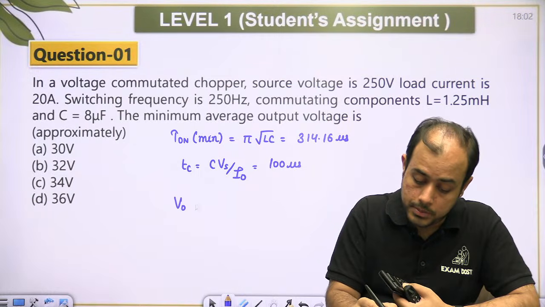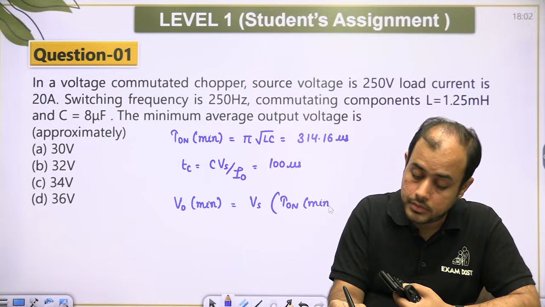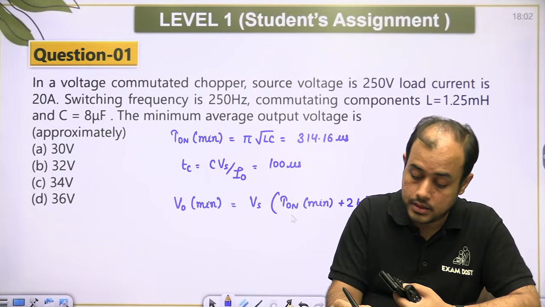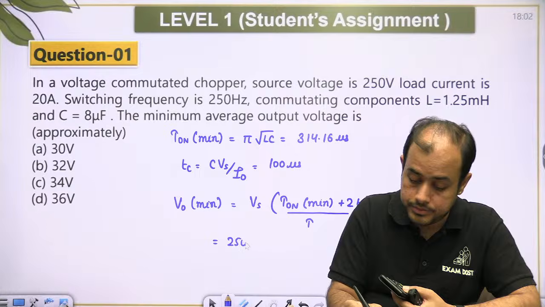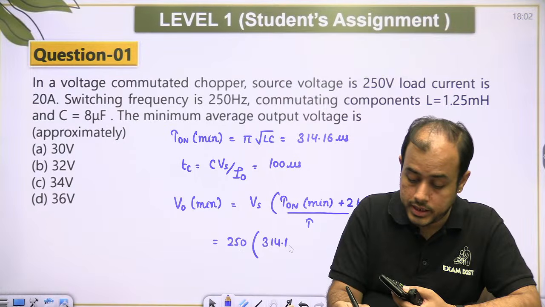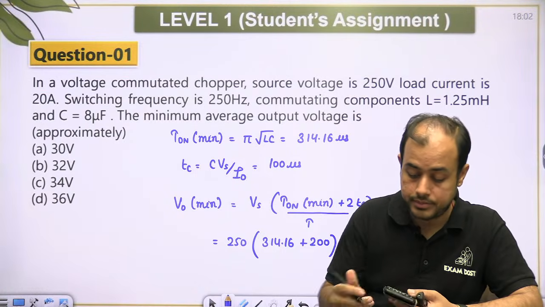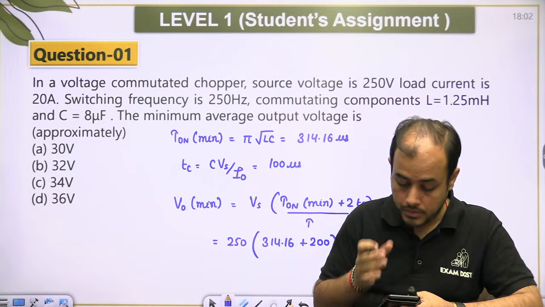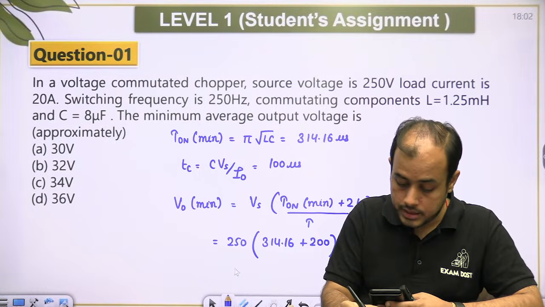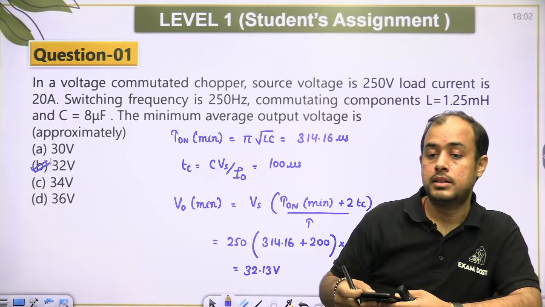Now beta, V naught minimum is Vs, T on minimum plus 2TC divided by T. So it is 250, 314.16 plus 200. 1 by T is frequency 250. 32.13 volt. The option. ठीक है, very good.